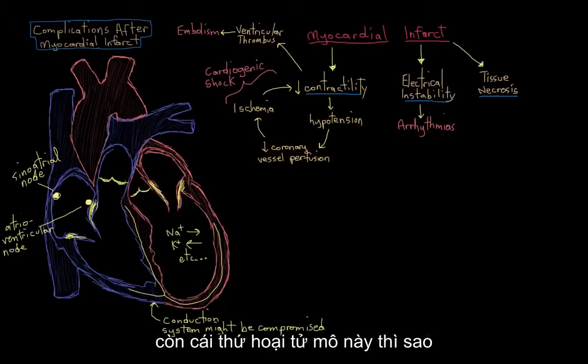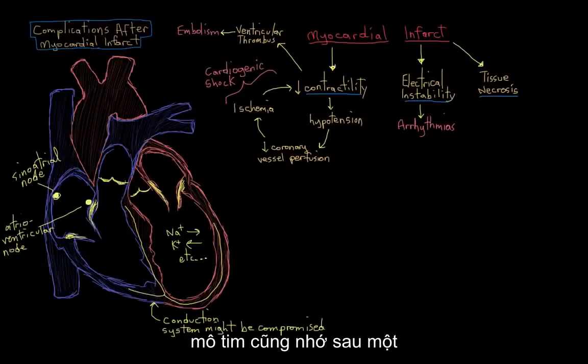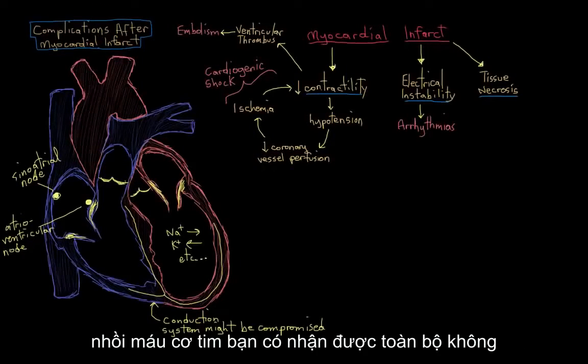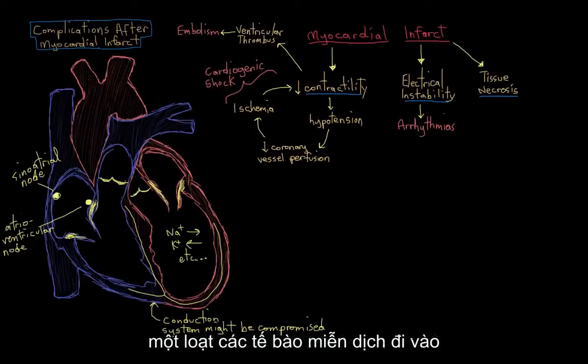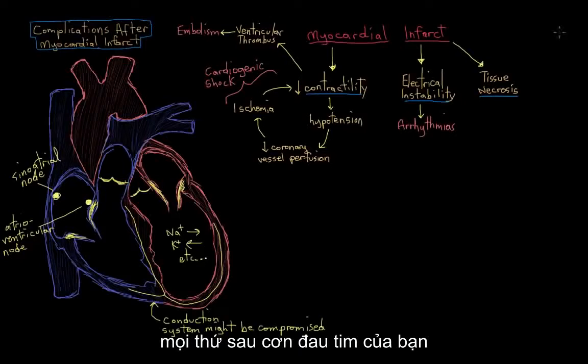All right, what about this tissue necrosis thing? Well, remember, necrosis just refers to death of something. So in this case, death of the heart tissue. Remember, after a myocardial infarct, you get a whole bunch of immune cells that come into your heart and try to tidy things up after your heart attack.